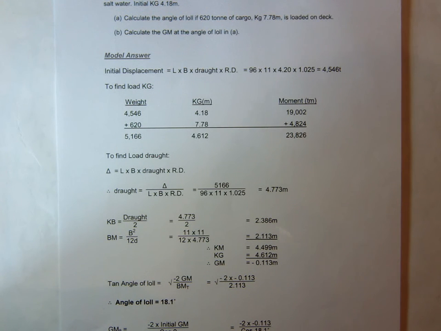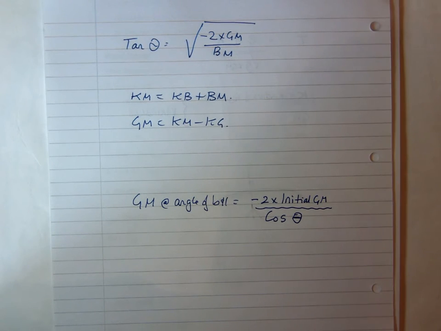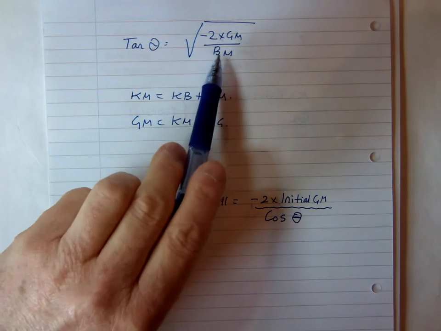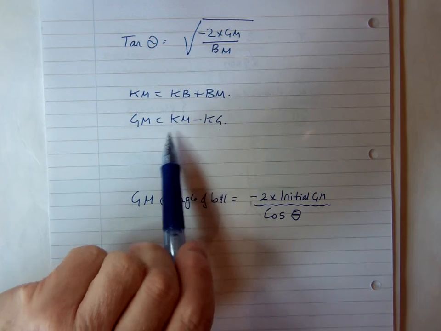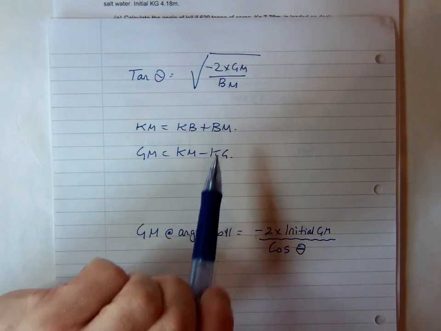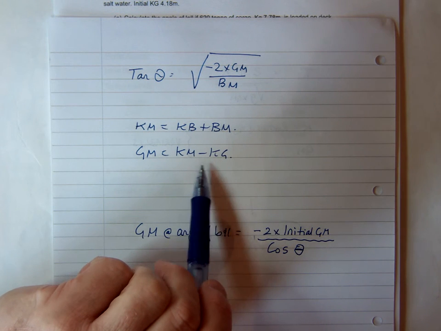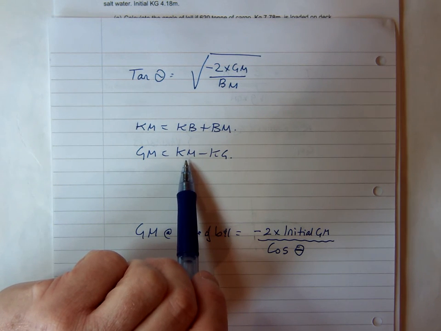So, as always with stability, establish which formulas you need to use. We know that tan theta is minus 2 times GM over BM. What's GM? GM is KM minus KG. So we will have to work out our KG in the normal way. And then KM, how are we going to get the KM? Because it doesn't mention hydrostatics.